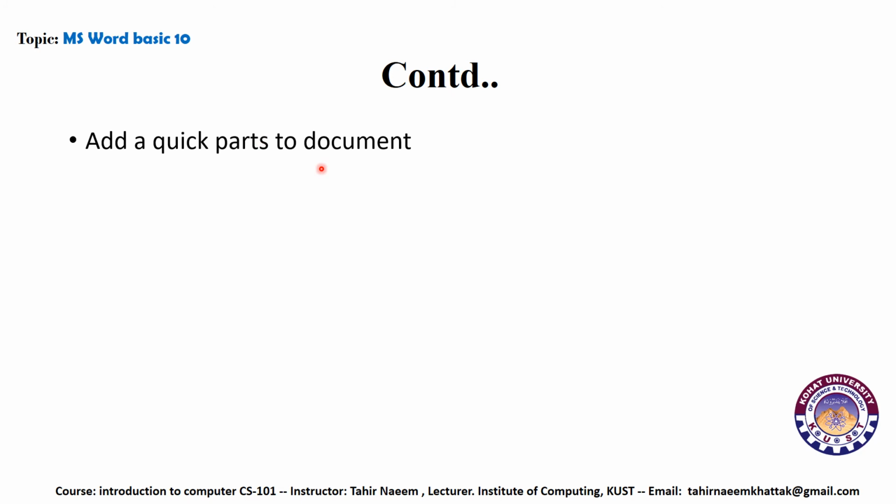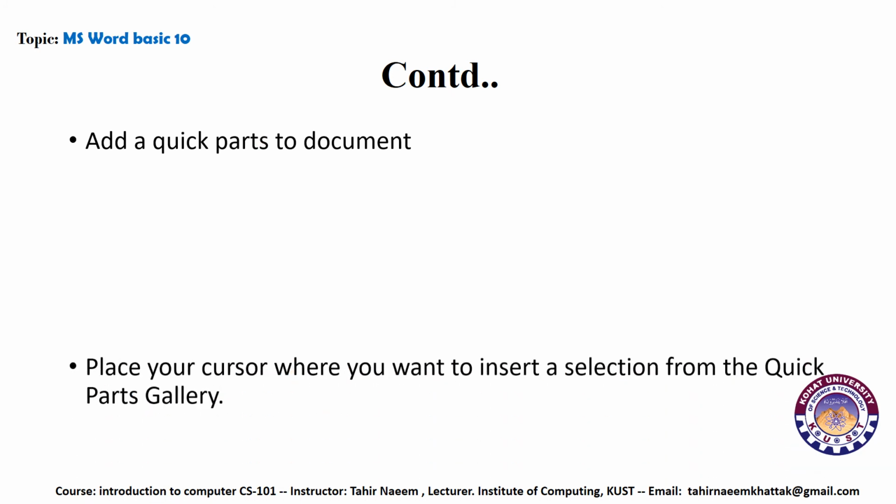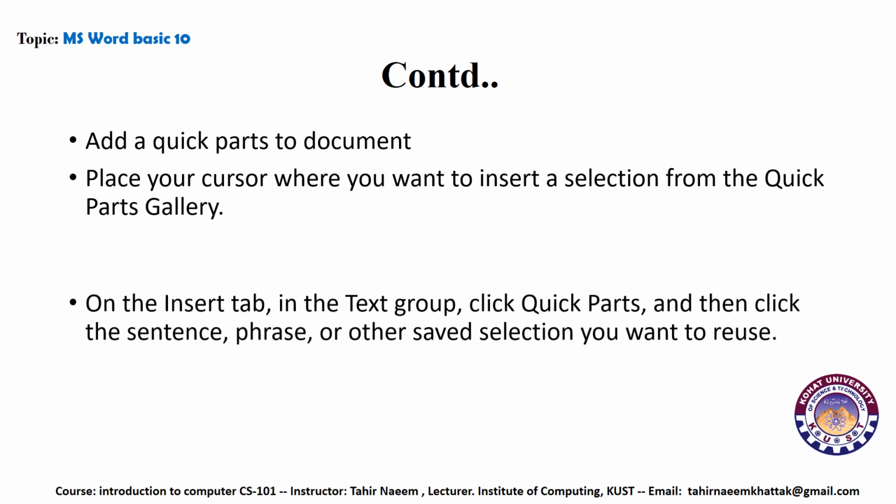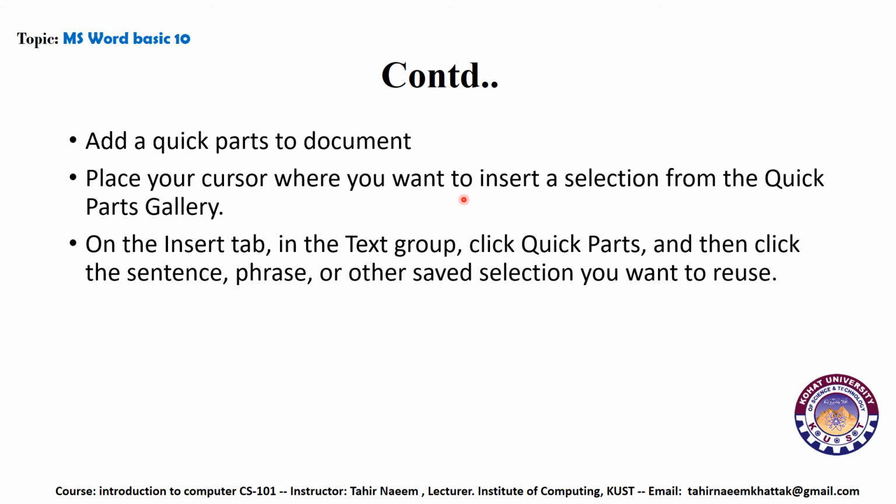Adding a quick part to the document. Here we will place our cursor where we want to insert a selection from the Quick Parts gallery. So basically we will place the cursor in the place where we want to insert a selection from the Quick Parts gallery.